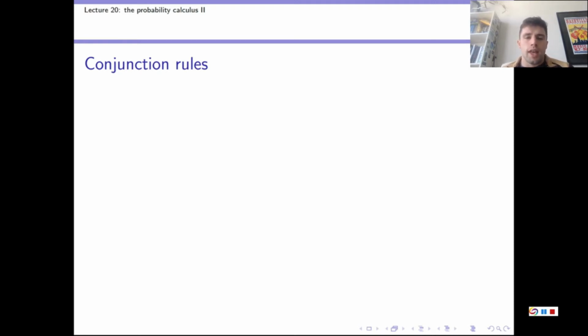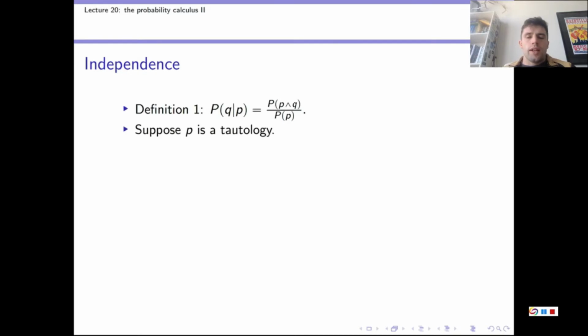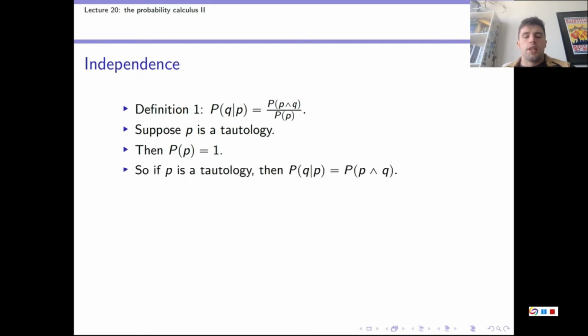To do that, let's look again at the expression for conditional probability. Now let's suppose P is a tautology. Well, if P is a tautology and Q is a statement, then the probability of Q given P is the probability of Q on the condition that P. But because P is a tautology, it's true no matter what. So P(P) is equal to 1. And if we substitute 1 in for the denominator on the right-hand side, our expression simplifies to P(Q given P) equals P(P and Q).